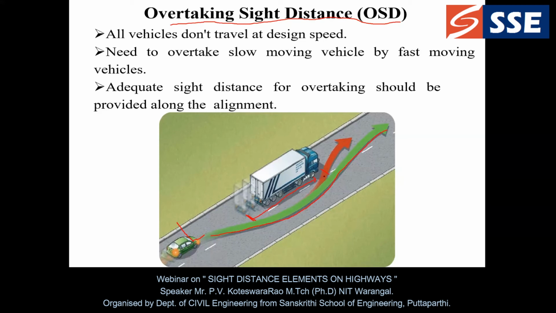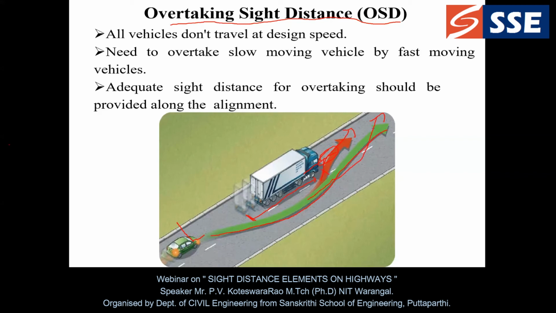If I immediately cross this vehicle after overtaking, then this vehicle is also moving, so an accident may occur at this point. So I need to travel parallel to this one for a certain distance, and after reaching a safe distance, only then do I need to cross the lane. Otherwise, accidents are going to occur.